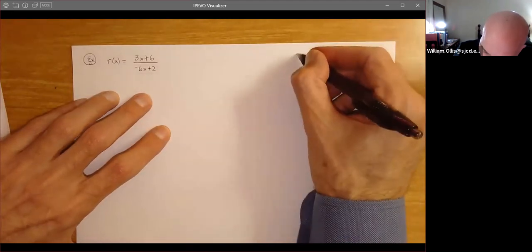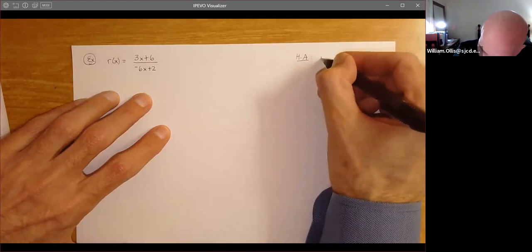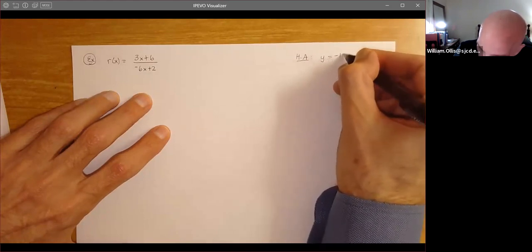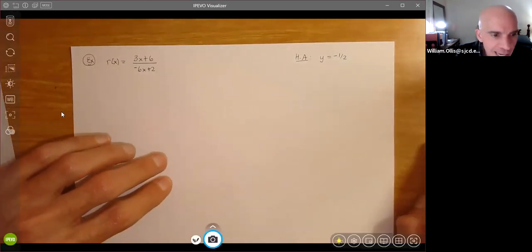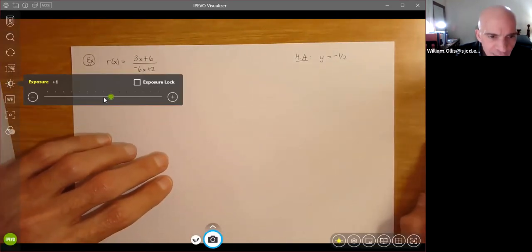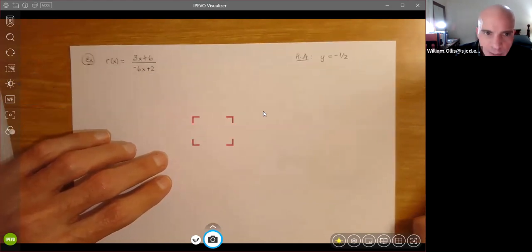Now, I'm going to go over here. We already have the HA. We got y equals negative 1/2. We've already computed that, so we'll go ahead and put that down. Let me make this just a tad bit less bright so it doesn't flush out at the end, and refocus.